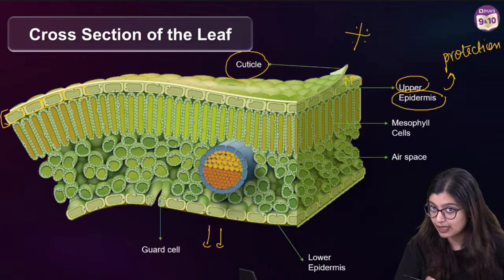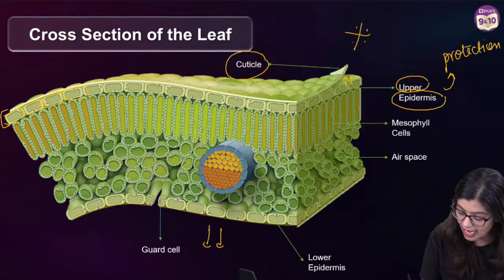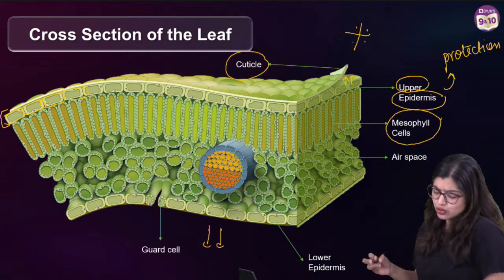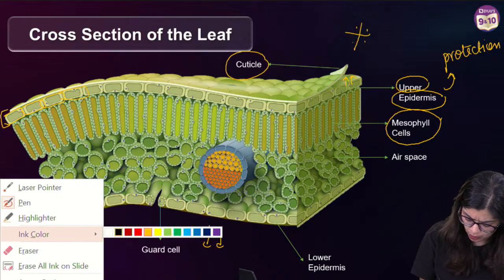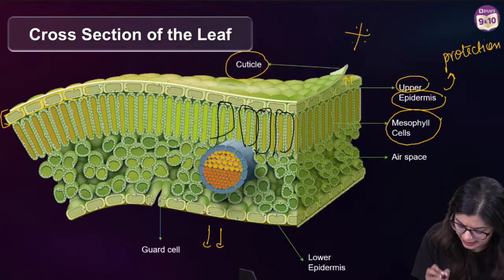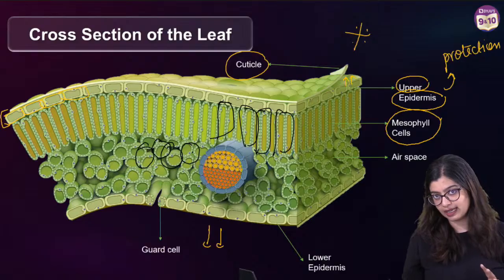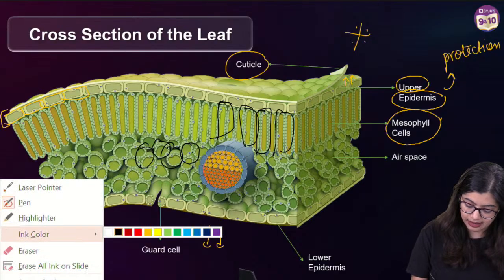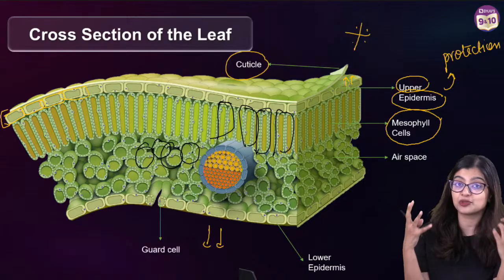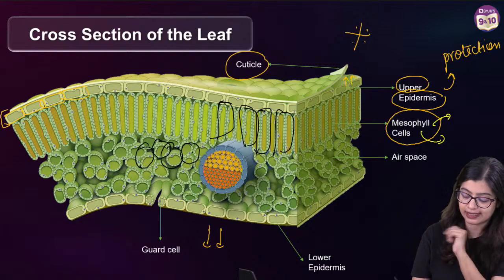Now beneath the epidermis, I find the cells which make up my leaf. And we call these cells mesophyll cells, right? So all the cells that you observe here, all these cells that I'm highlighting in black color, these are all my mesophyll cells. Now mesophyll cells are nothing but cells that make up the leaf, the large majority of the leaf. And we see that there are two types of mesophyll cells, right?